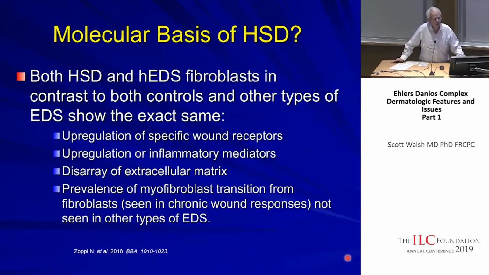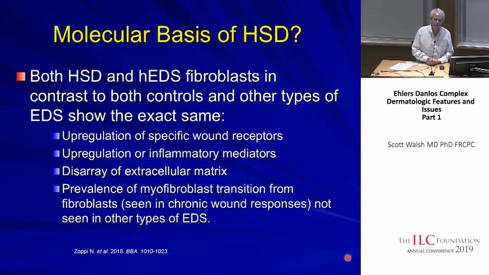So these are cell biology papers, and they looked at what's expressed on the fibroblasts, which are the cells that make the collagen. And so what it turns out is both hypermobility spectrum disorder patients and hypermobile EDS patients upregulate very specific proteins that are not found in controls, not found in classic Ehlers-Danlos, and not found in vascular types. And these are molecules that aren't normally made. They're made in wound responses.